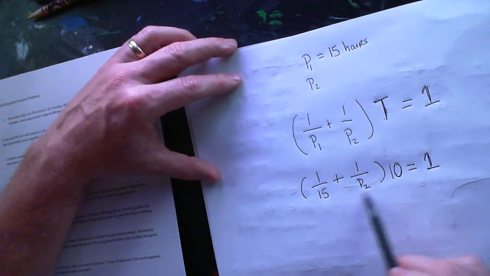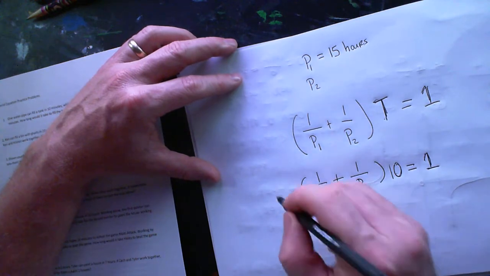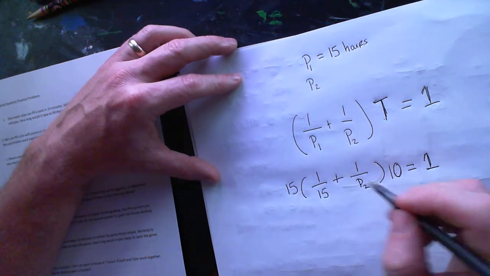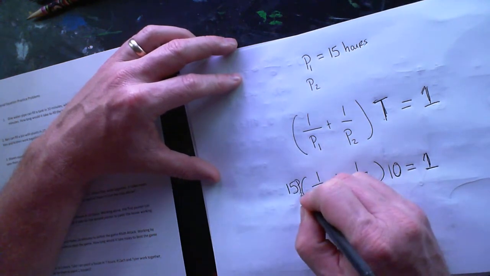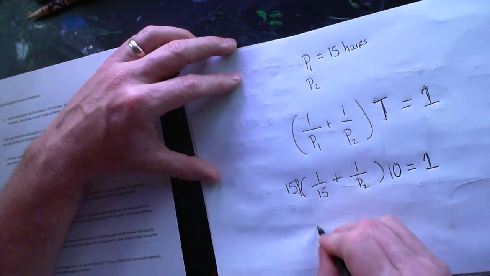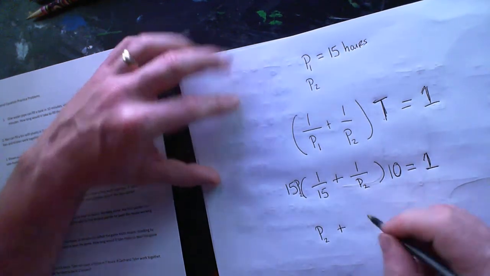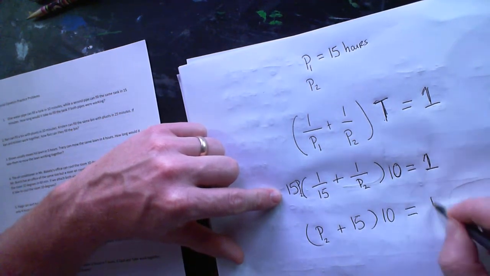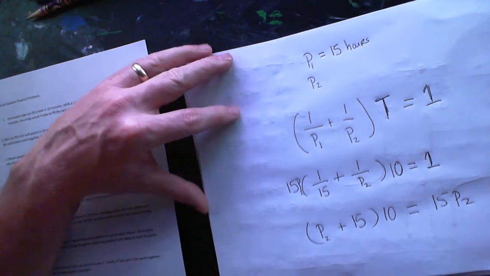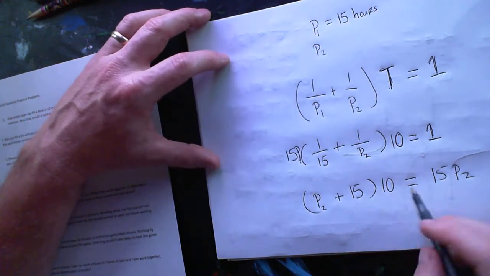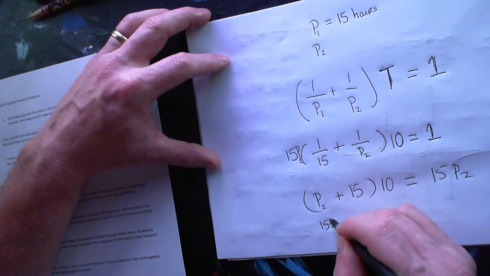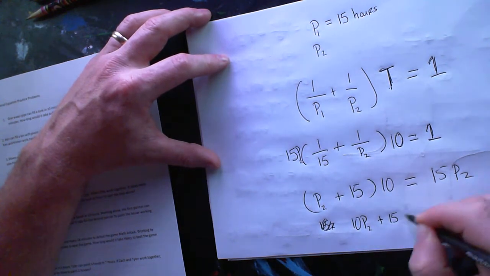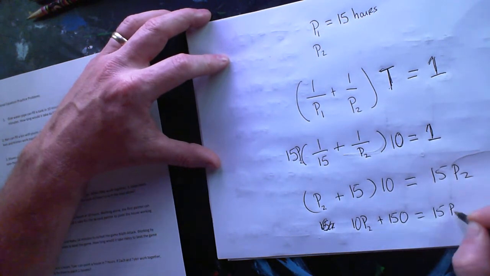Now we just need to solve for P2. So I'm going to multiply the entire equation by 15 P2 to get rid of the denominators. So that means that P2 plus 15 times 10 equals 15 P2. So 10 P2 plus 150 equals 15 P2.